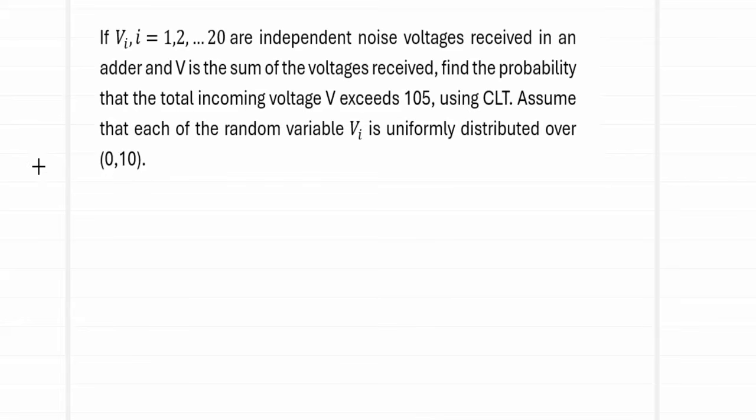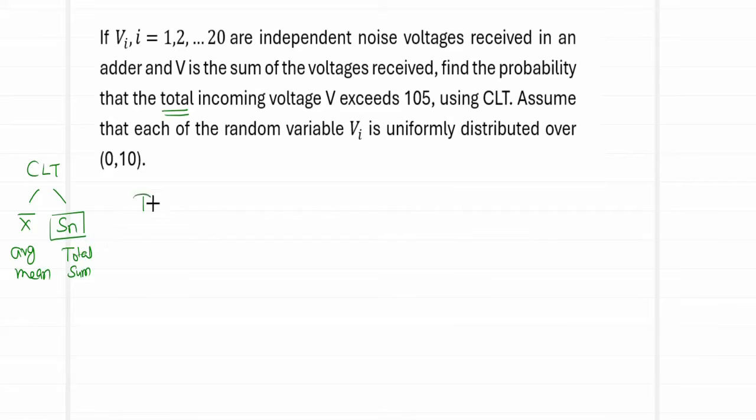What do we know about the central limit theorem? Central limit theorem deals with two types of problem. One is x bar, the other one is Sn. When you are searching for problems on x bar, go for the keywords and search for quantities like average or mean. When the problem is on Sn, go and search for terms like total or sum. So now we will see what kind of problem this is. Find the probability that the total incoming voltage V exceeds 105. Total, which means it is going to be a problem on Sn. So we have now fixed that the problem deals with Sn.